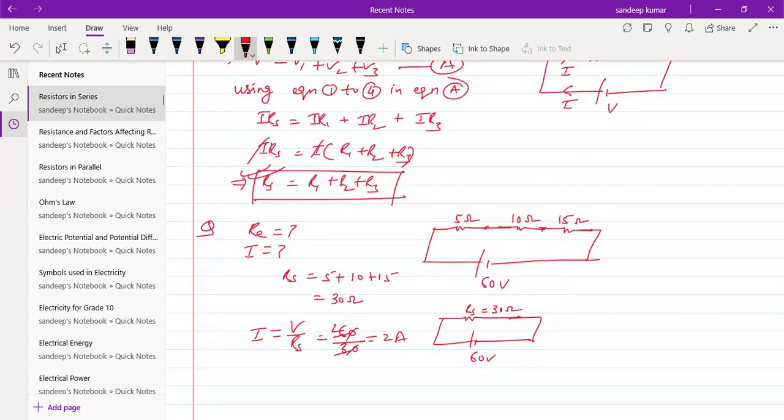Is it clear? I hope you understood these concepts of resistors in series.